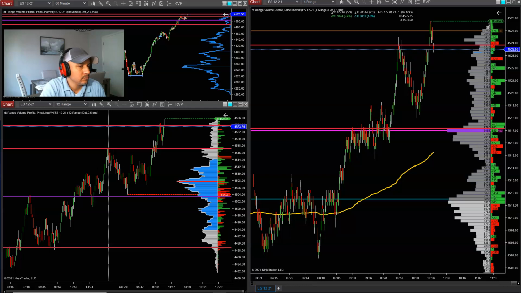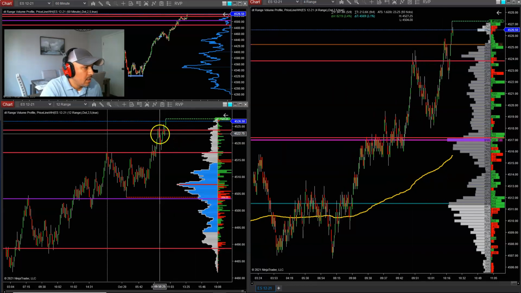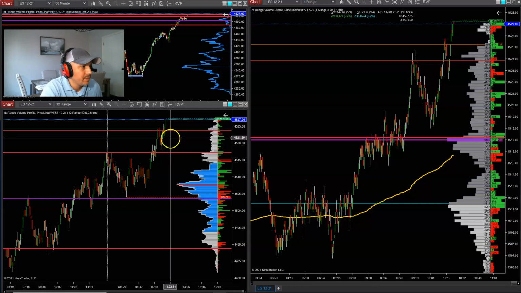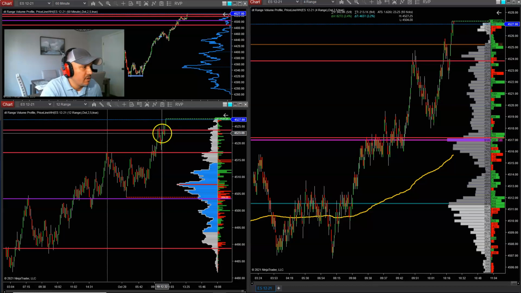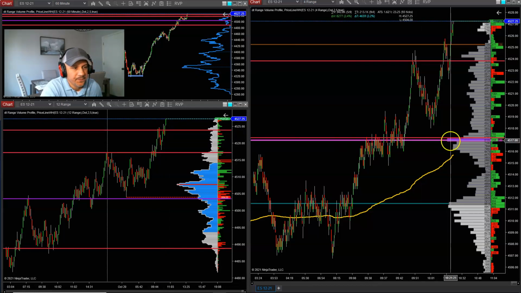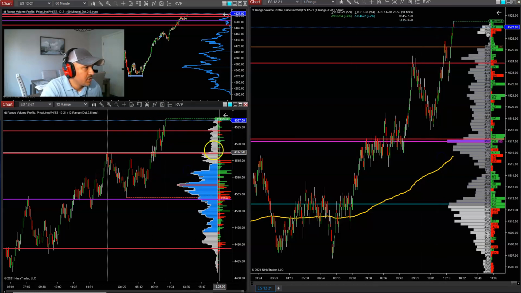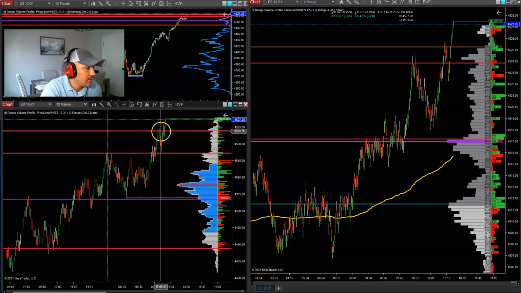Okay, so price did reject right here, but you don't have too much area to take a short from. Really, as far as profit, if you take a short here, you only really have a few ticks, to be honest with you, for profit. So hold off, and price is still pushing higher. So we'll see.